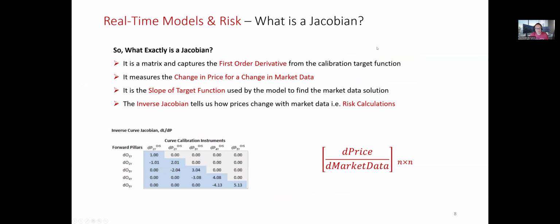Now I'm going to talk a little bit about this Jacobian. This is the mechanism, the tool that I'm using to accelerate my models and also calculate real-time portfolio risk. And that's not just the total risk. I'm actually going to be giving you all the risk buckets and all the hedges as well in real time. So let's talk about that. What exactly is the Jacobian? It's a matrix that captures the first order derivative from the calibration target function. It measures the change in price for a change in market data. So it's telling us how our price is going to move with the market.